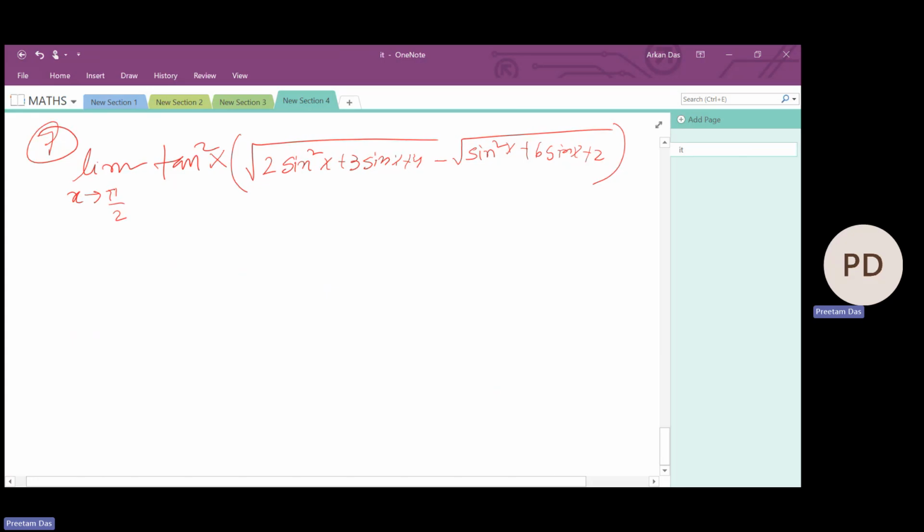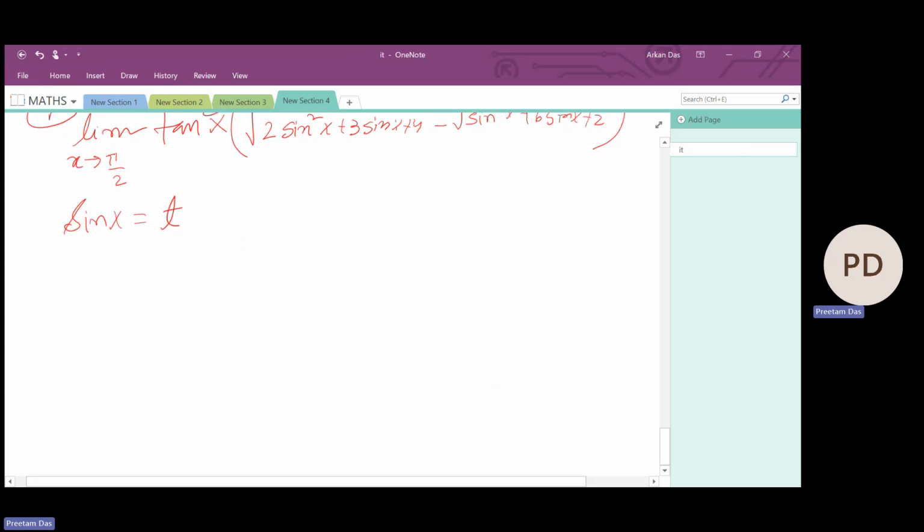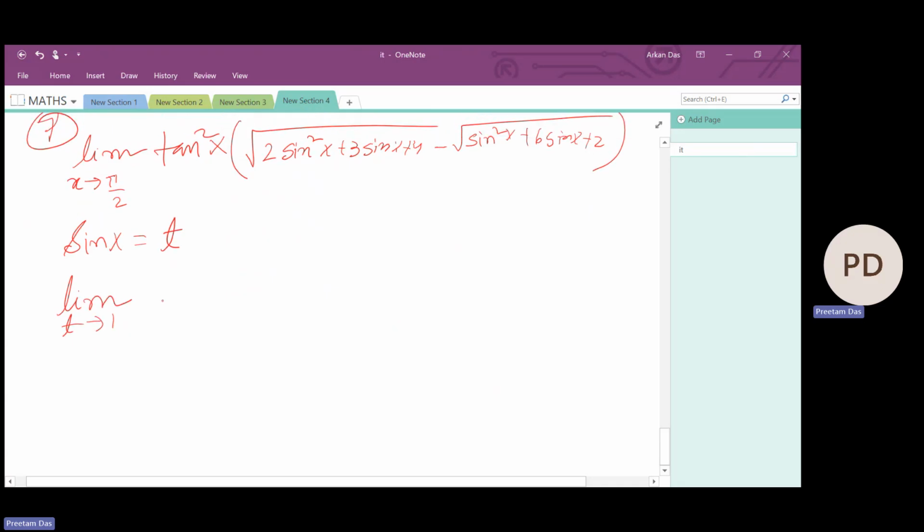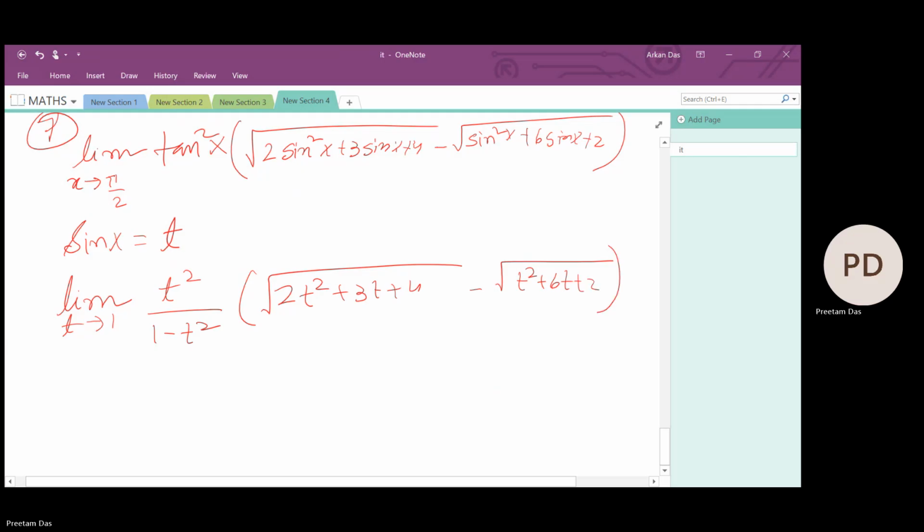So again here we have to put sine x as, let's say, t. So what will this limit become now? t will go to 1. Tan square x can be written as sine square x by cos square x, so t square by 1 minus t square. So here we can write 2t square plus 3t plus 4 minus square root of t square plus 6t plus 2.